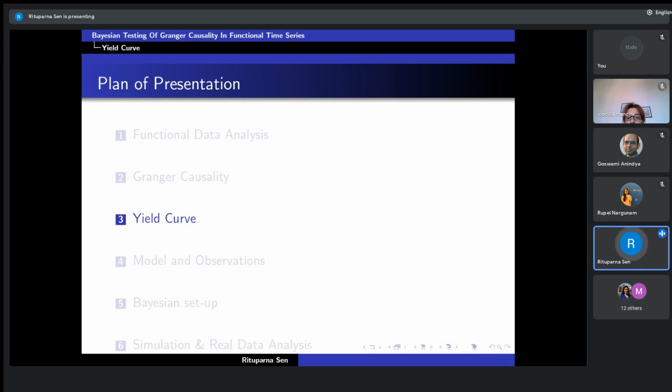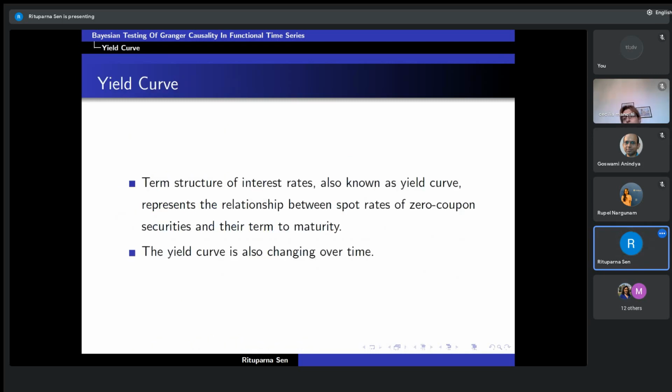So next we go to the yield curve. So what is the yield curve? It is also known as the term structure of interest rates, and it represents the relationship between spot rates of zero coupon securities and their term to maturity. A lot of words. What this means is that the support, the capital T that I was talking about, is different maturities. And for each maturity, you have some interest rate.